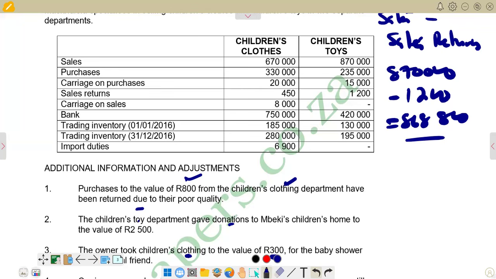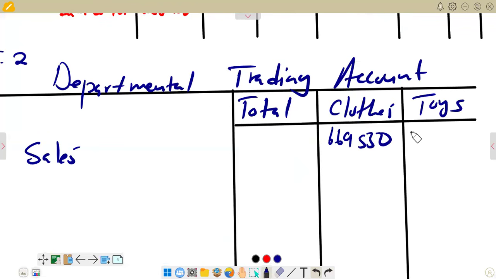So we go to the other section and we are saying for toys it's 868,800. So on the total part now we are saying 868,800 plus 669,550. Then we get the figure for total, which is 1,538,350. So these are the figures that we have in terms of sales. Then from there, we are now going to cost of sales.